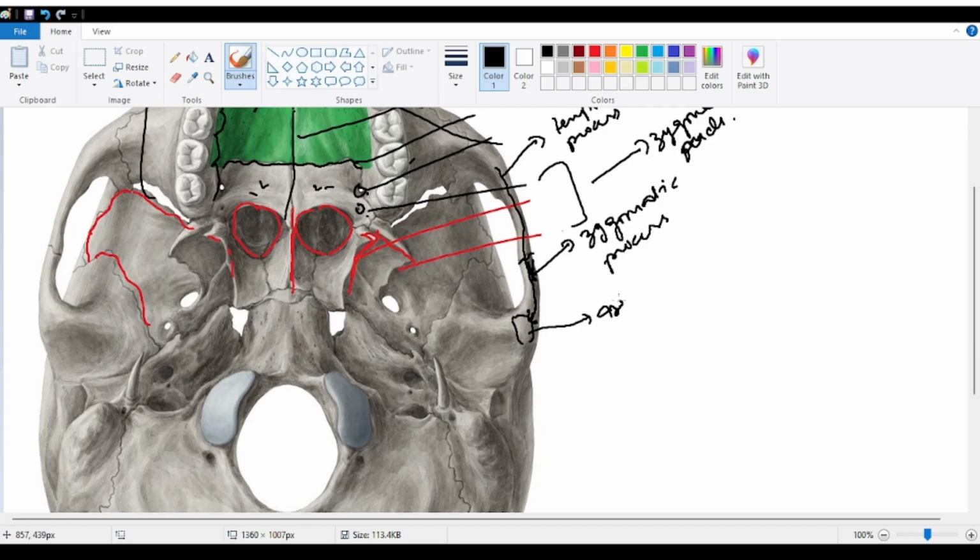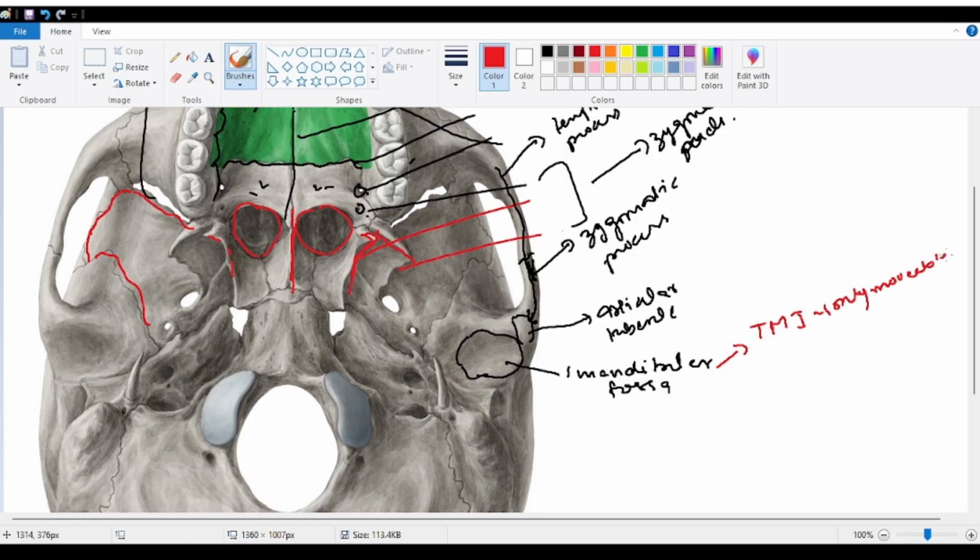This is known as the articular tubercle or the articular eminence, and behind it you can see a deep depression. It's known as the mandibular fossa. And what's the mandibular fossa? The mandibular fossa is the place where the mandible attaches with the temporal bone and forms the TMJ, the temporomandibular joint, and this is the only movable joint in the skull.